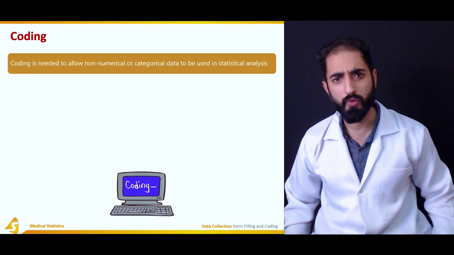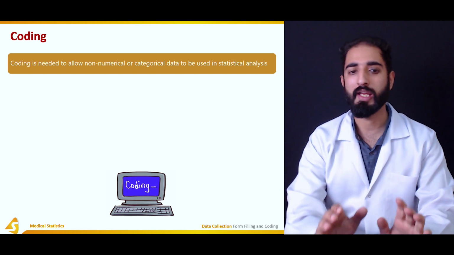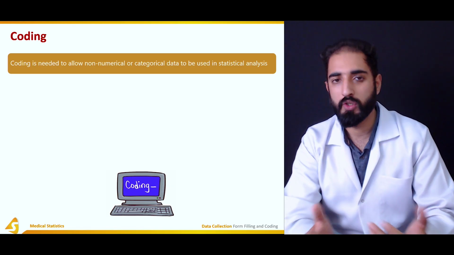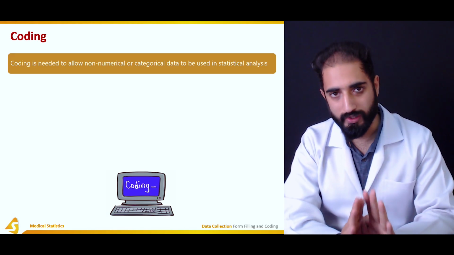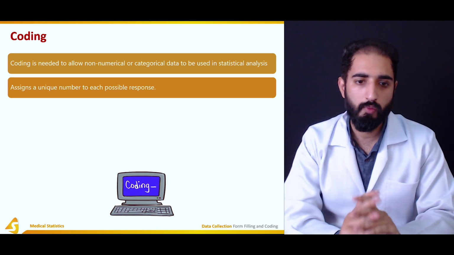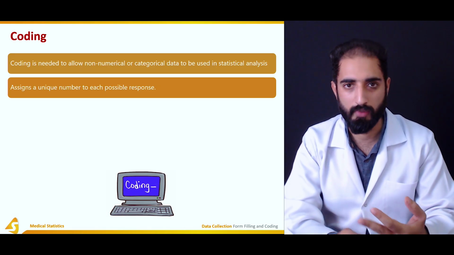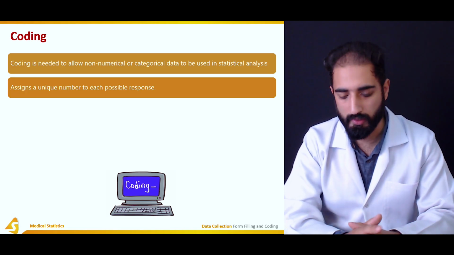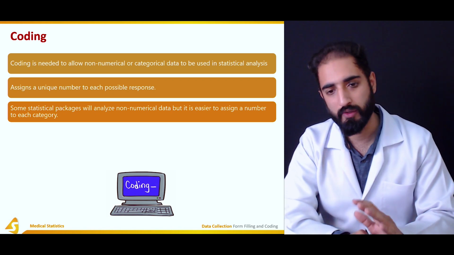So how do we code our responses in our questionnaires and while filling out the form? Coding is needed to allow a non-numerical or categorical variable to be used in statistical analysis, and for that, we give it codes in the form of numbers. So in coding, we assign a unique number to each possible response. For example, gender, male and female. I can give male as 1 and female as 2. As simple as that.